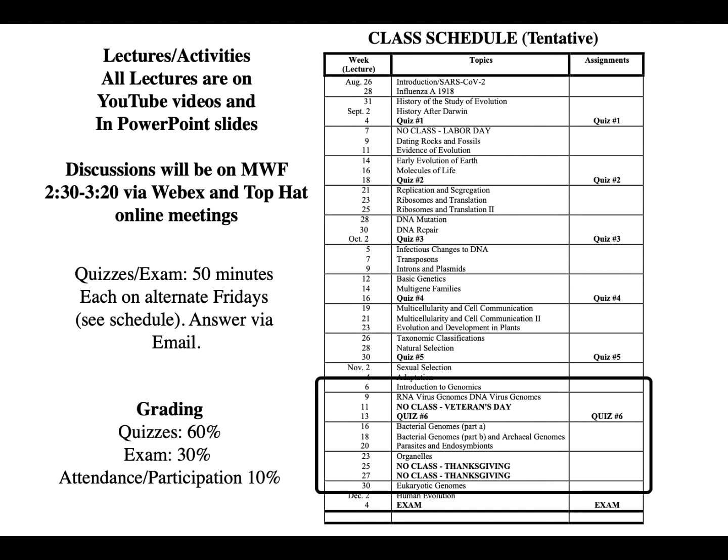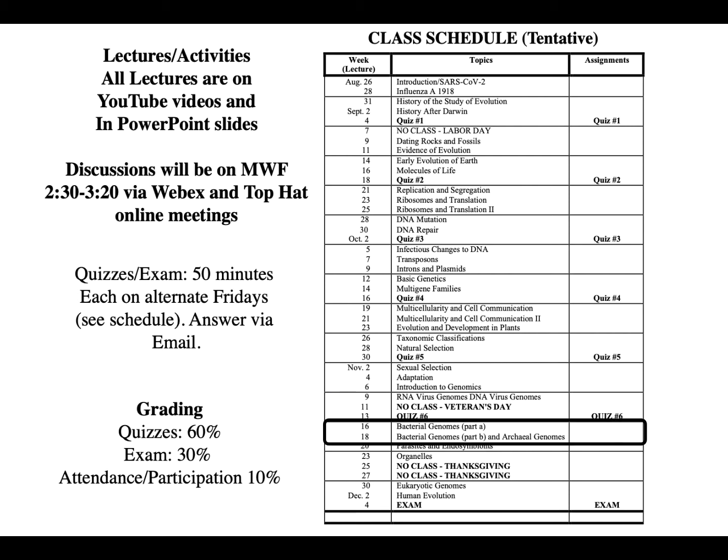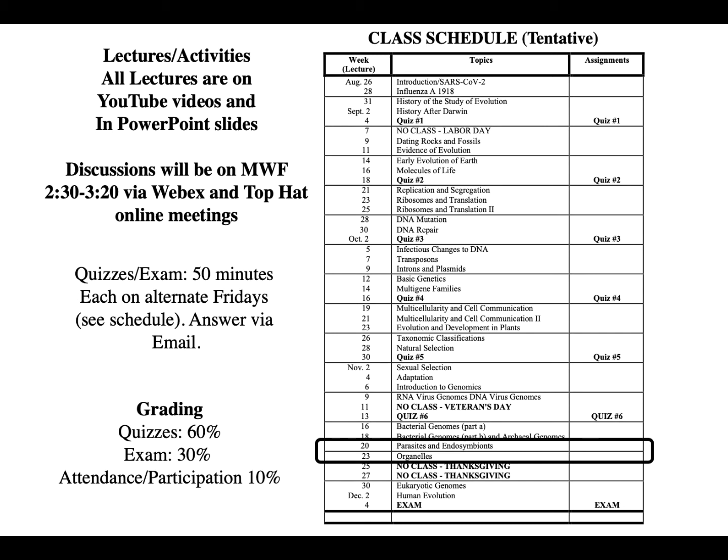The next section is on genomics, so starting with a general introduction to genomics, and then into RNA virus genomes and DNA virus genomes. I'll go into quite a bit of detail about the genomes themselves. And then work our way into bacterial genomes and archaeal genomes, which are larger. So I'll go into more of an overview of those genomes. And then into organelles, parasites, and endosymbionts, which are important in eukaryotic genomes as well as other genomes. So then we'll talk about eukaryotic genomes. And then the final lecture will be on human evolution.